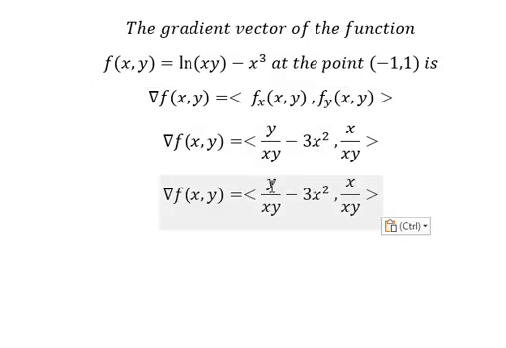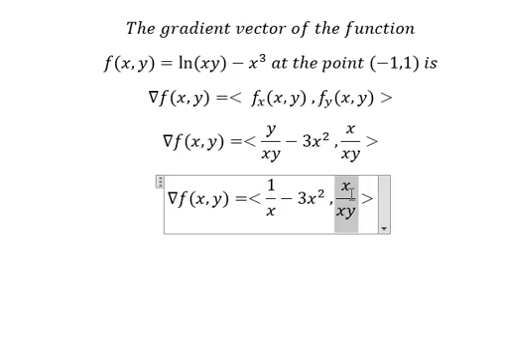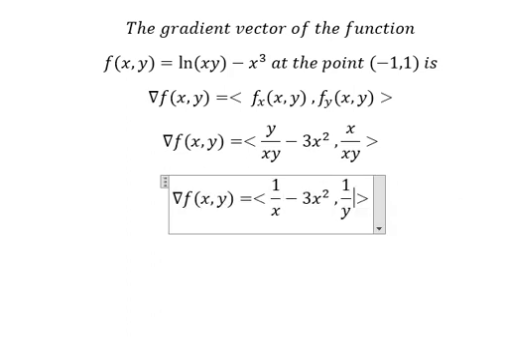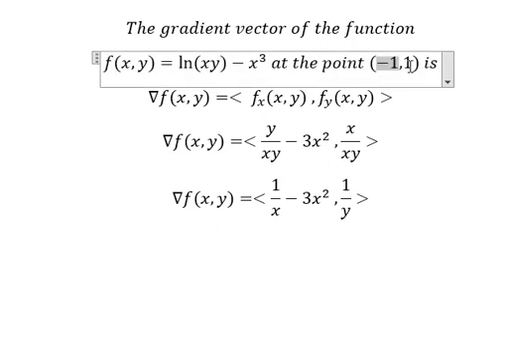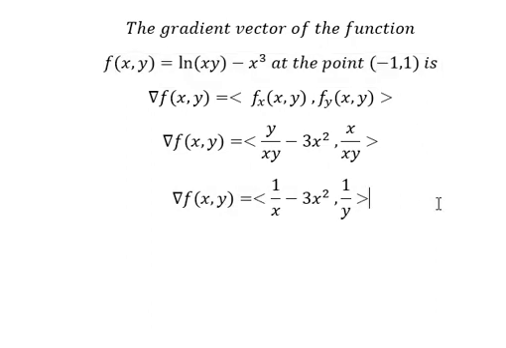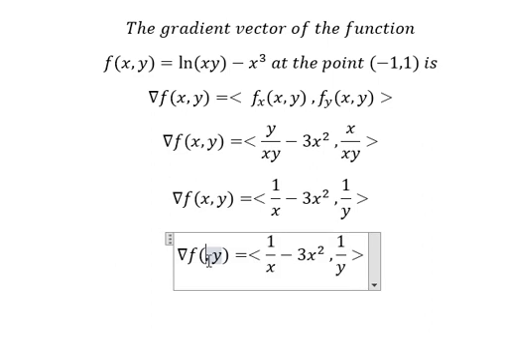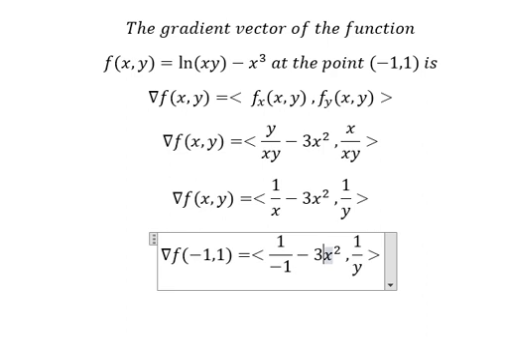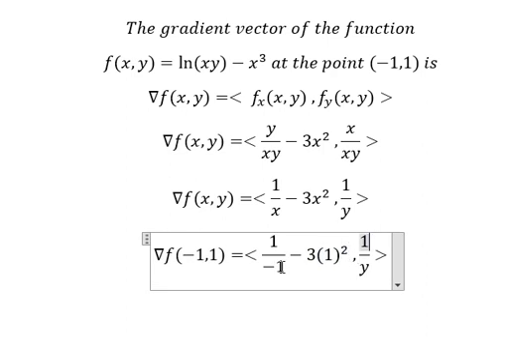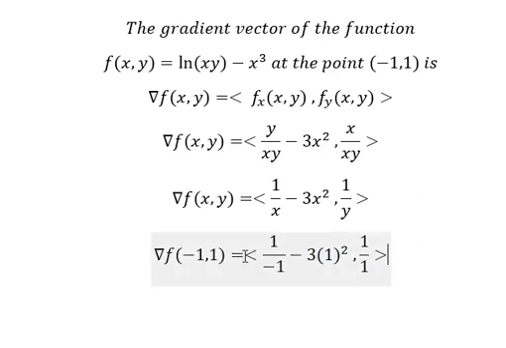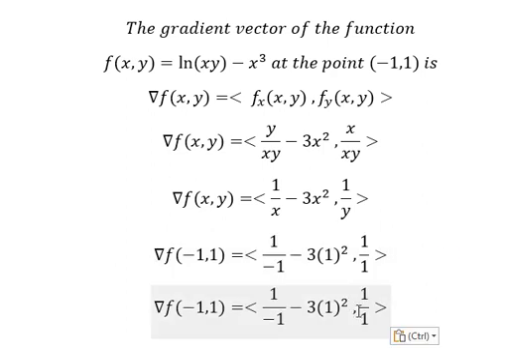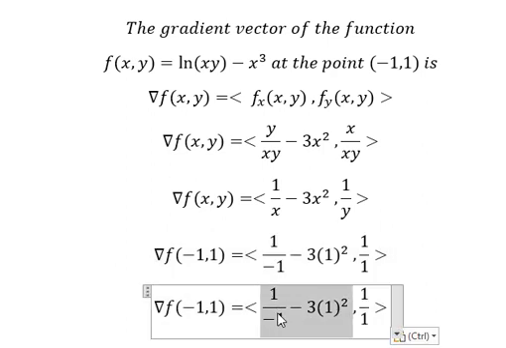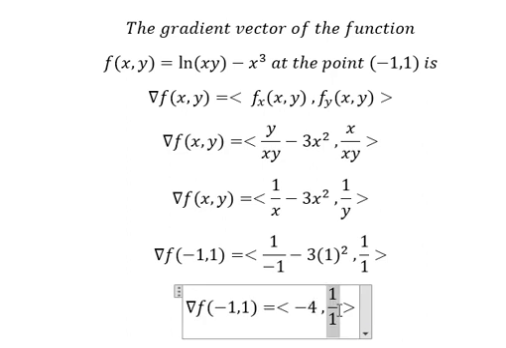Now we simplify y and y, s and s. Now we have negative number 1 and positive number 1. So we put negative number 1 in here, positive number 1 in here. So we calculate about this one. We have negative number 4. This one we have positive number 1.